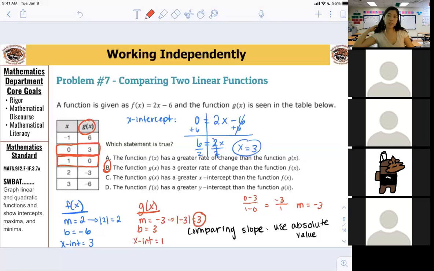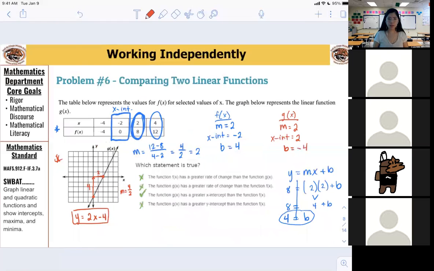All right, so that's just something to always keep in mind when we compare two slopes. I don't care about positives and negatives. I just want to know the absolute value. Questions on that? Cool. So with that in mind, I'm going to go back to number 6 because this was very similar.